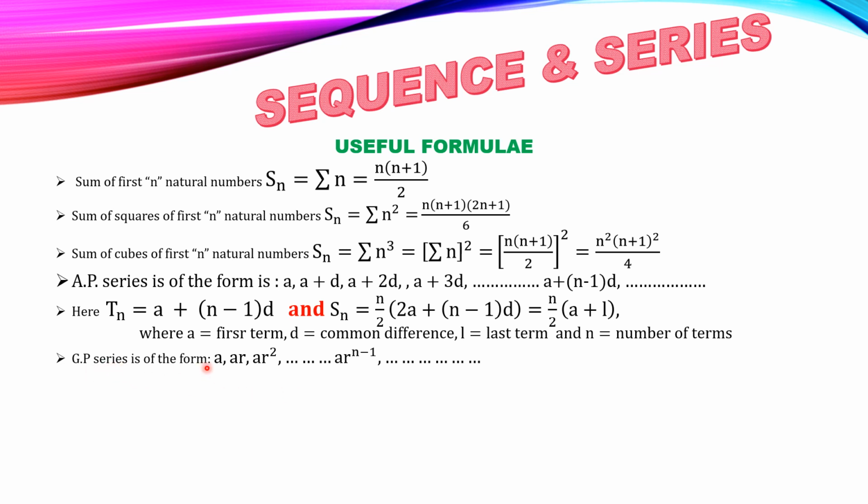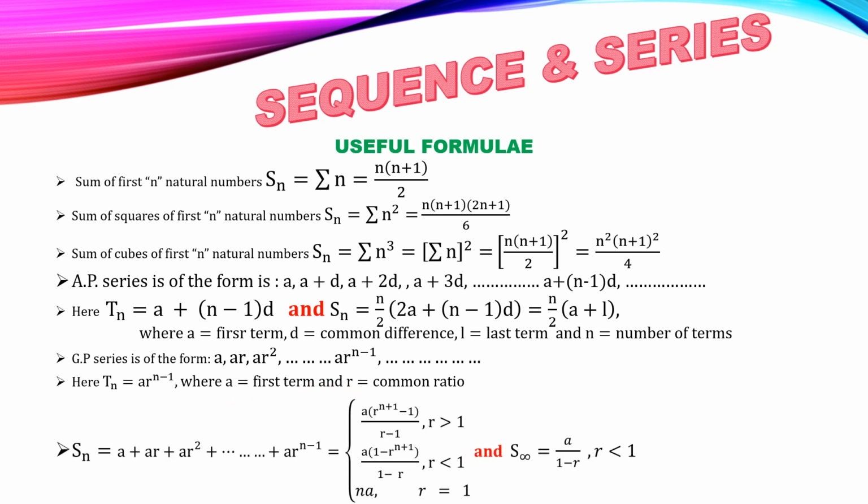Here the form is a, ar, ar square and so on, ar to the power of n minus 1. Here we observe that a is first term, r is the common ratio. Here each term is multiplied by some constant value, that value is called common ratio. And here a into r to the power of n minus 1 is the nth term of the geometric progression. Here a equals first term, r equals common ratio.